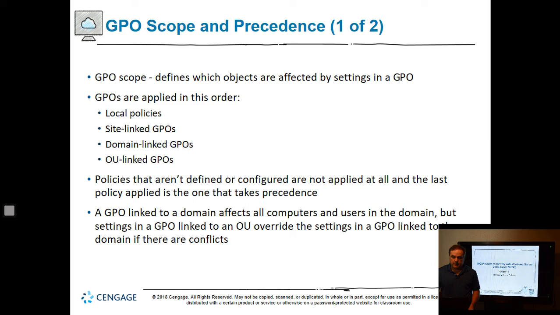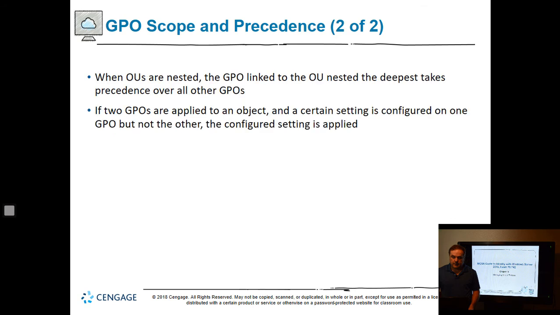So a GPO linked to a domain affects all computers and all users in the domain. But settings in a GPO linked to an OU, so if you're in the IT OU, for instance, will override the settings in a GPO linked to the domain if there are any conflicts. So basically just restated what I said earlier.